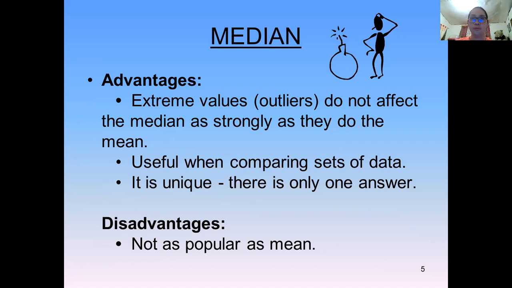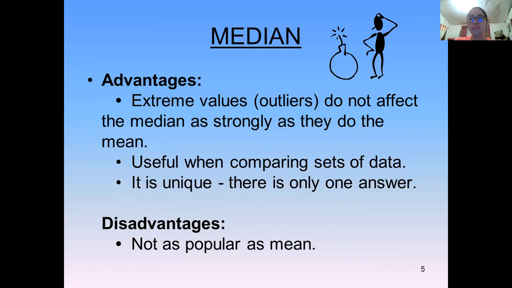Another thing also, same with the mean, one of its advantages is that it is unique. There is only one answer. Same with the mean. The only thing here for the median, you can use this one when there are extreme values because it will not be affected by the outliers or extreme values, unlike in the mean. So disadvantages for the median, as you can see there on the screen, it is not as popular as the mean.